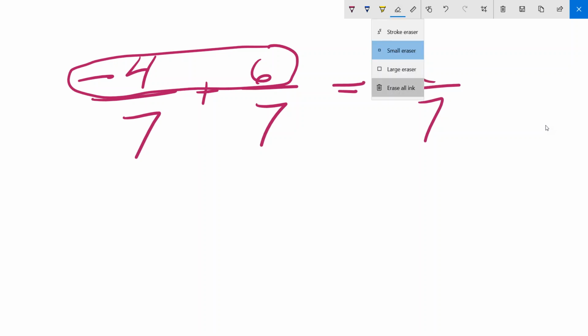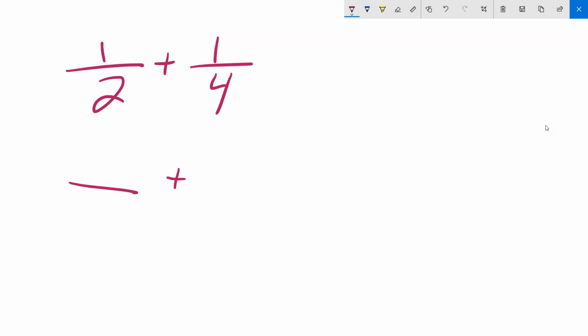Now let's talk about when the denominators are not the same. Well, we have to make them the same. In order to make them the same, we have to come up with a least common denominator. What is the least common denominator here going to be? 4. Okay, so I'm going to do it like this, and this is the way I want you to do it when you're doing it on paper.